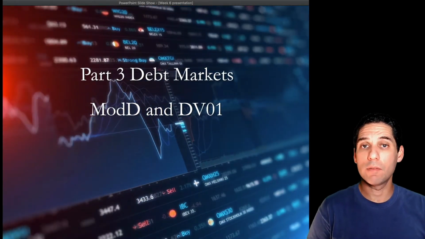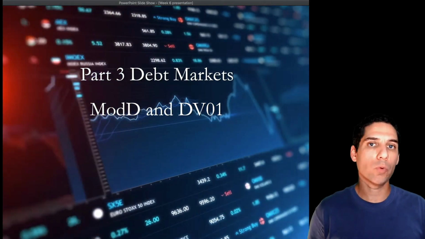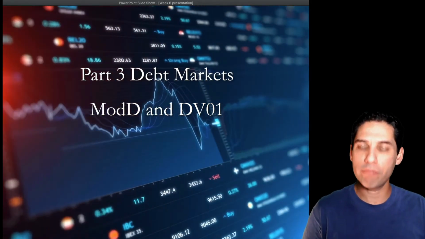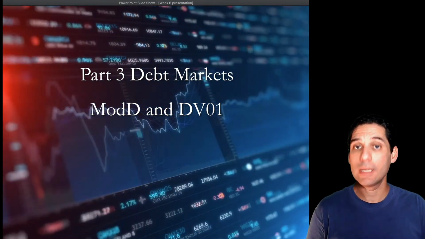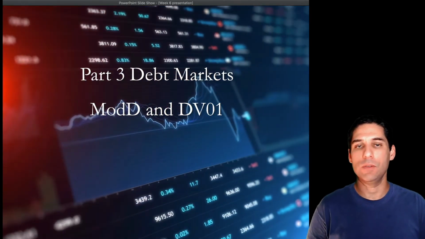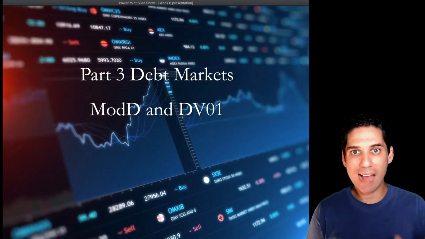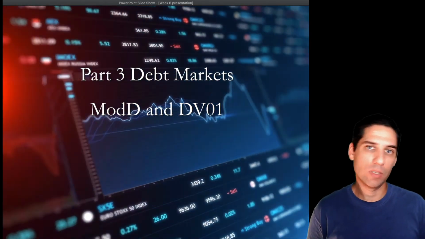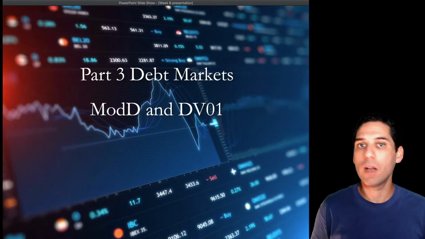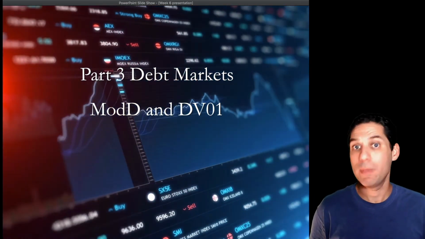Now that we have our MACD, interest rate sensitivity measure, let's convert that to two different measures that capture how interest rate changes actually affect bond prices. So the impact on the price of the bonds or the value of a bond portfolio. So these two measures are ModD, modified duration, and DV01, which is the dollar value of a basis point.